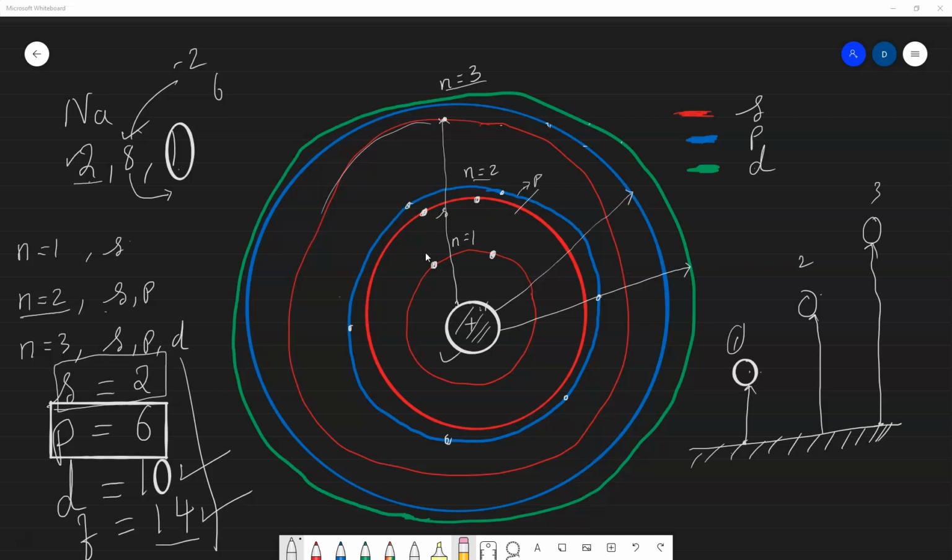With this knowledge, now you can write the 1s2 2s2 notation. Now how do you get that number? See, in the first shell, let's go back to that for a second.